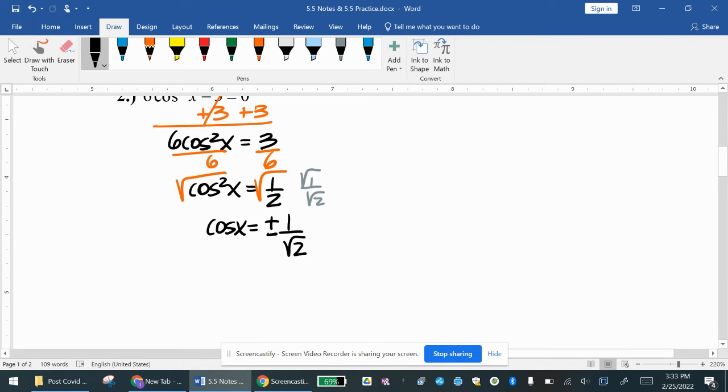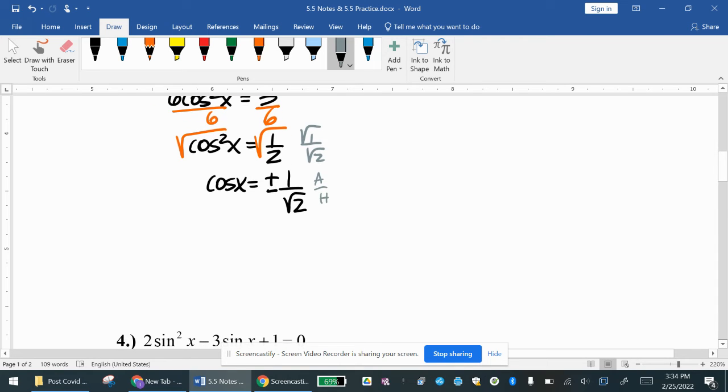Okay, what reference angle do you want to use here? Well, whatever is going to give me adjacent over hypotenuse to be 1 over root 2. So pause the video here, push play when you're ready. What's my reference angle that's going to work here? Push play when you're ready. So the reference angle is pi over 4.